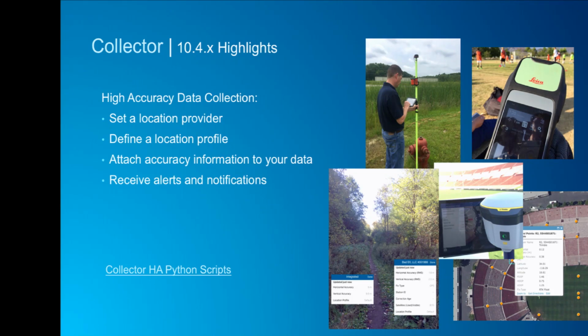We let you attach accuracy information to your data as well. Those are available through a set of Python scripts that we provide out in a GitHub repository. And if you lose accuracy or the connection to that external receiver, we'll pop alerts and notifications to you. I wanted to show a few pictures here of different receiver manufacturers we've worked with. I've highlighted a few of them here.